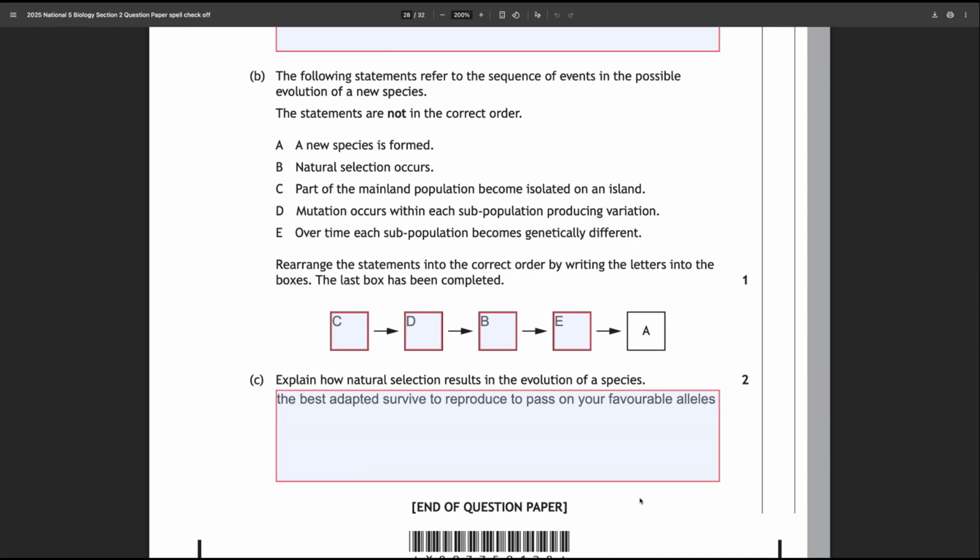Okay, so that is the end of section 2 of the 2025 past paper. I hope that's been helpful to do a little walkthrough of the paper and to go over the answers and to explain as much as I can with that.